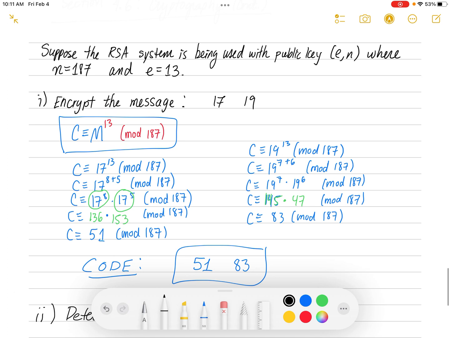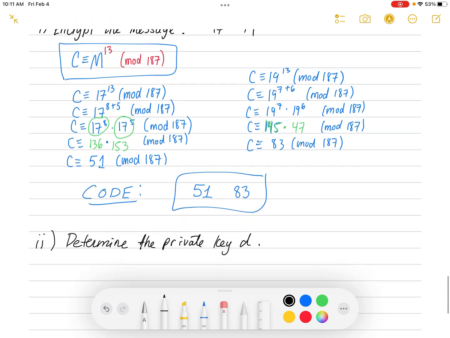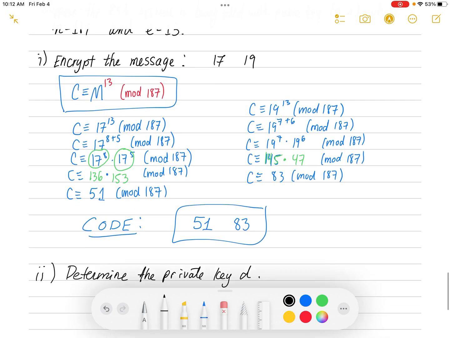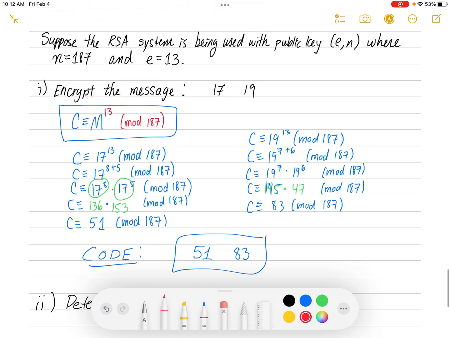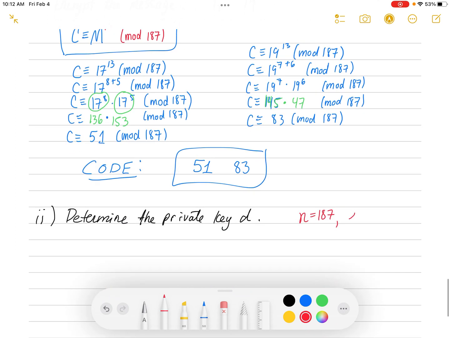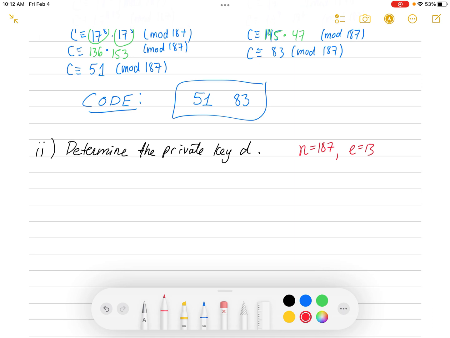Really the reason is that we have small numbers. 187 is a small number. That's the key. Normally you get giant numbers, which makes it almost impossible to discover what D is, the private key. So remember that N here was 187 and E was 13. Keep that in mind.